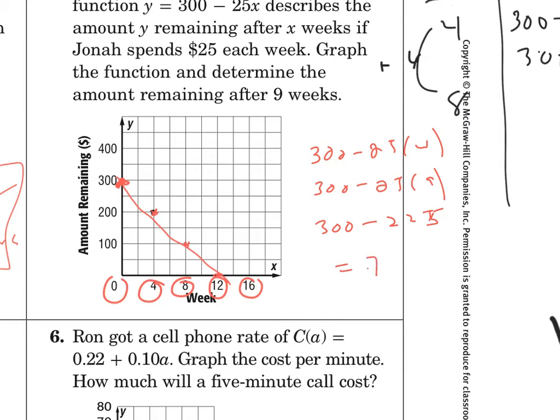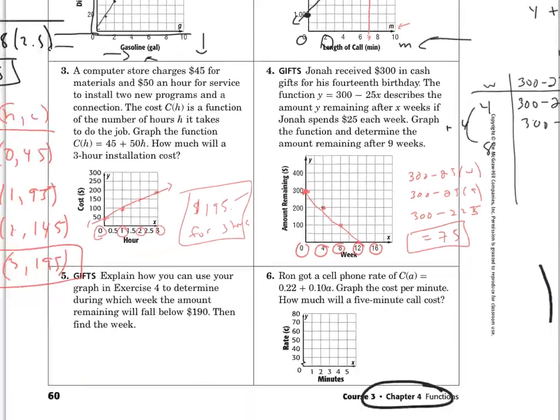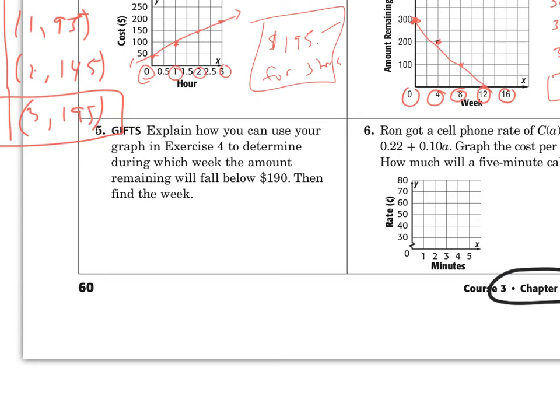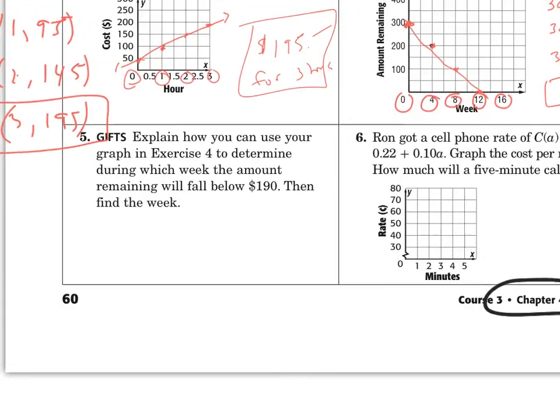So they would have a balance of $75 after the 9 weeks. And that is the answer to number 4. And then number 5 says, explain how you can use your graph in exercise 4 to determine which week the amount remaining will fall below $190, and then find the week.